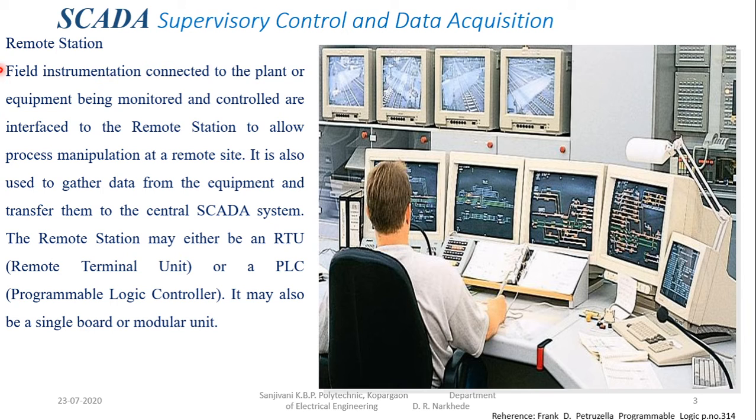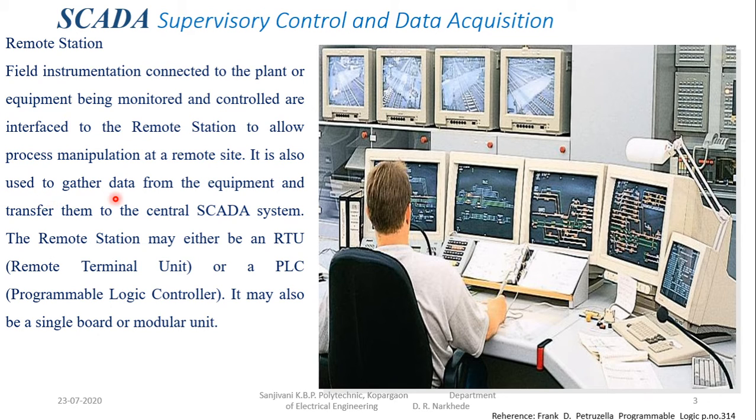So basically, what is the remote station? It is near the field or near your equipment. The field instruments are connected to the plant or equipment being monitored and controlled, and are interfaced to the remote station. Basically, near the equipment to which you connect the various sensors that are going to be monitored and controlled, there is a station located on the field, and that is called the remote station. It allows process manipulation at a remote site. So the operator can change certain parameters over there and make certain changes to the process.